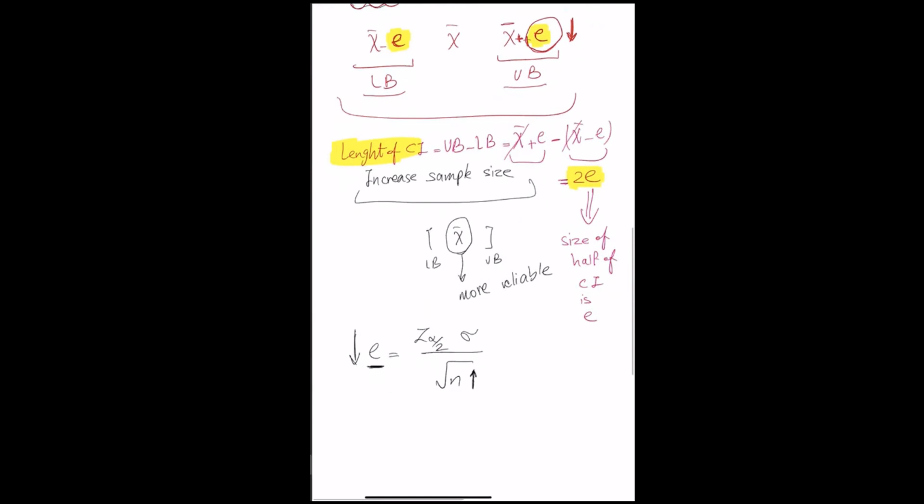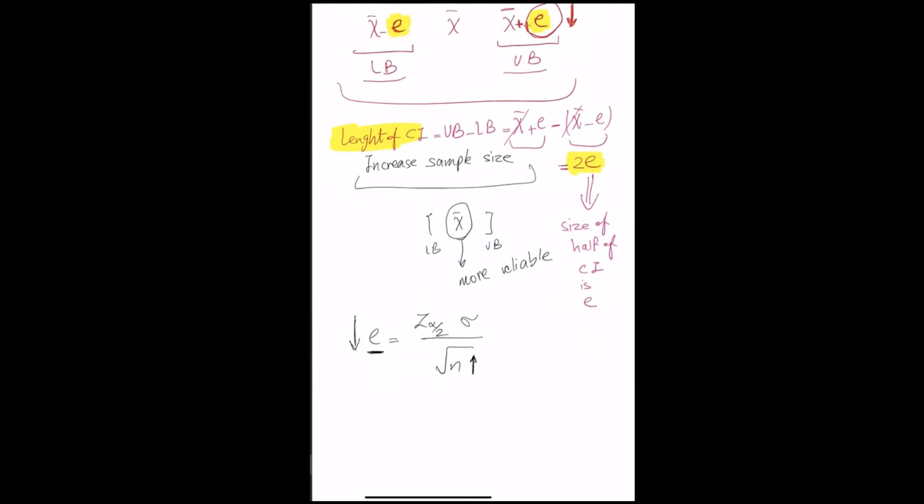Okay, so now if I tell you the value of E, if I tell you that I don't want the length of my confidence interval to be larger than, I don't know, 10, that means upper bound minus lower bound. Then you know automatically the size of half of the confidence interval is going to be 5, 10 divided by 2, right? If I tell you that I don't want the size of the confidence interval to be above 10, then you know the size of half of the confidence interval should not be above 5.